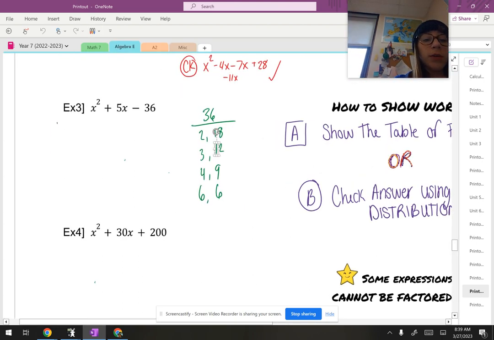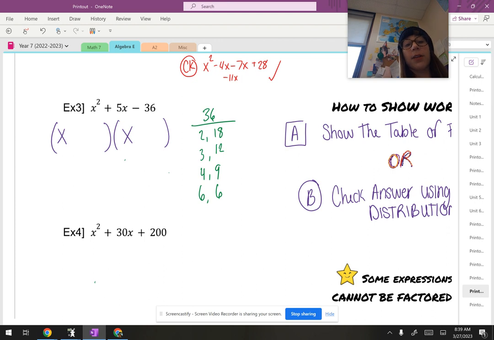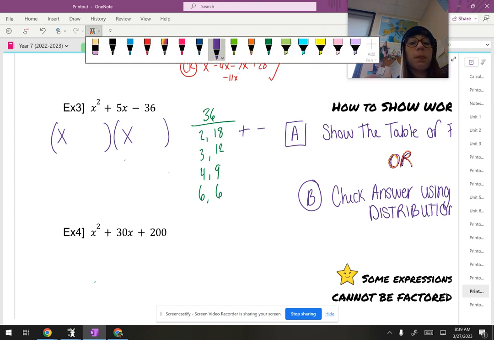So just like normal, I'm multiplying up to an x squared to start with. So that tells me my two binomials have to start with that x. Now we're multiplying up to a negative number, which tells me that my signs have to be positive and negative. They have to be two different signs because that's the only way to get a negative answer.